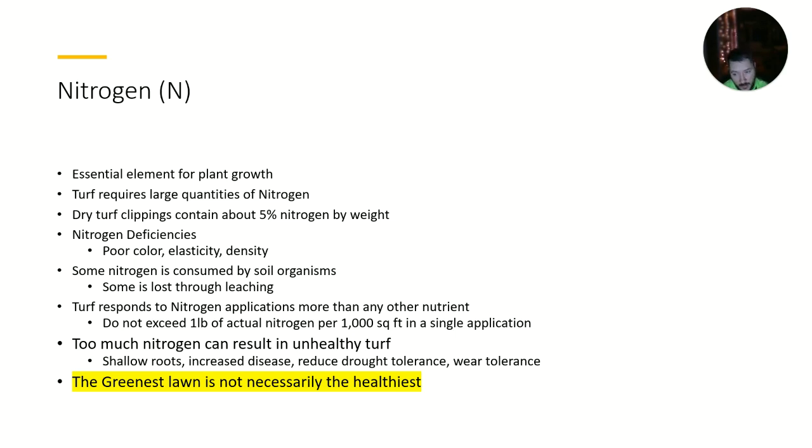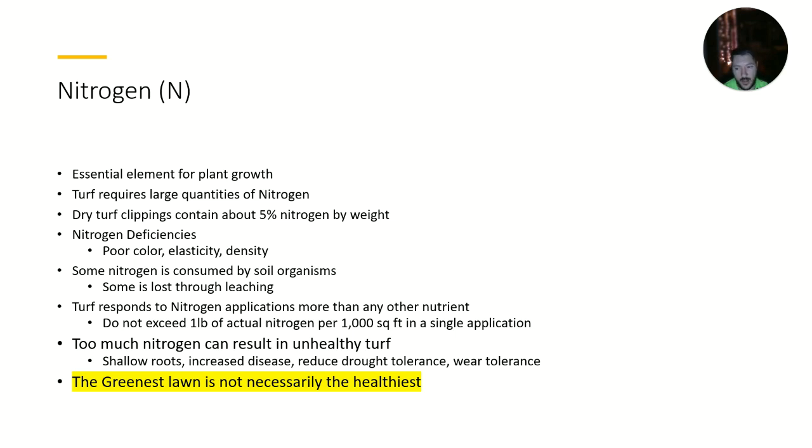And then nitrogen is also what the turf responds to the most. More than any other nutrient out there, you throw down nitrogen, that turf's going to respond. It's going to grow really, really quickly. And the rule of thumb is to not exceed 1 pound of actual nitrogen per 1,000 square feet in a single application. Too much nitrogen can result in unhealthy turf, shallow roots, increased diseases, reduced drought tolerance, and reduced wear tolerance. And the greenest lawn is not necessarily the healthiest lawn.